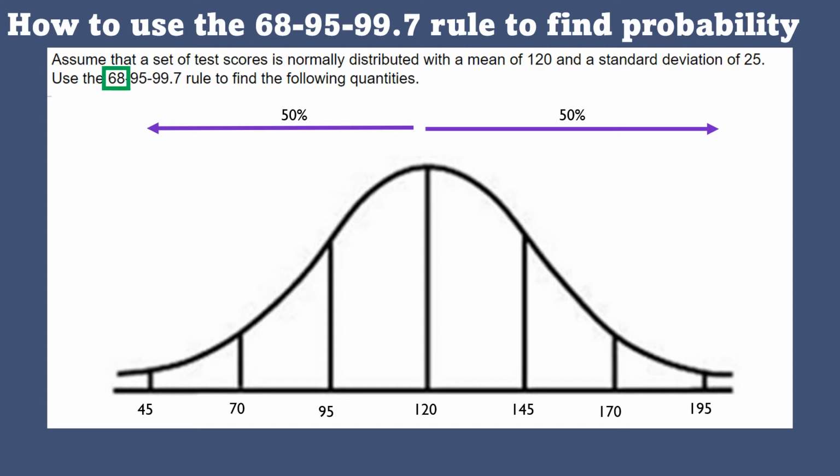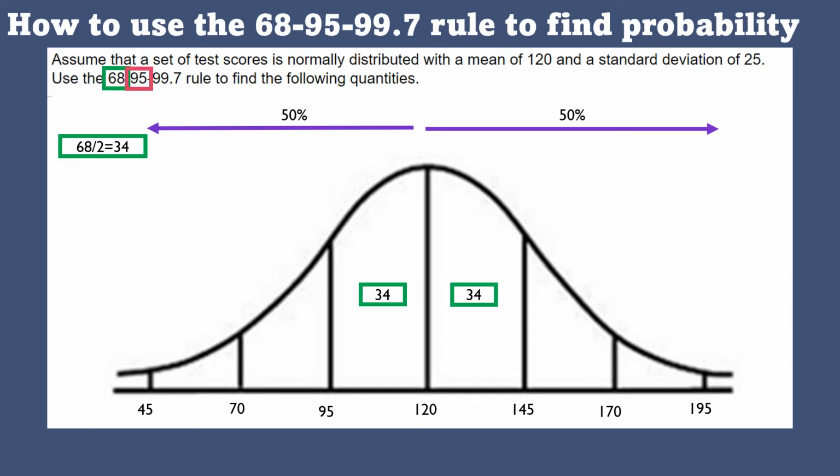However, we want to go a step further, and we're going to fill this out with numbers for each of these sections. The 68, 95, 99.7 rule. So 68 is our first number. We're going to take 68 and divide it by 2. That gives us 34. So our two middle sections need to add up to 68, so they equal 34.